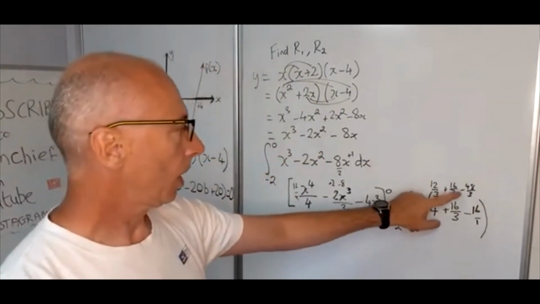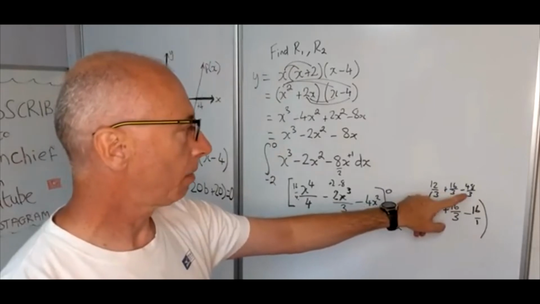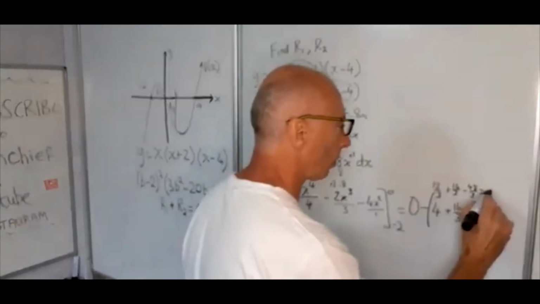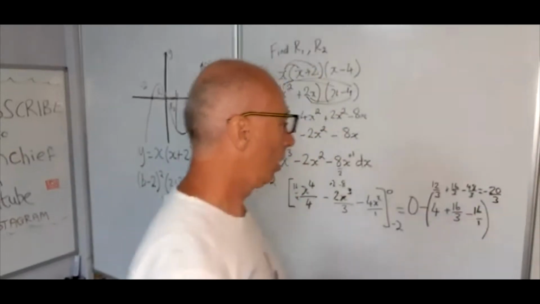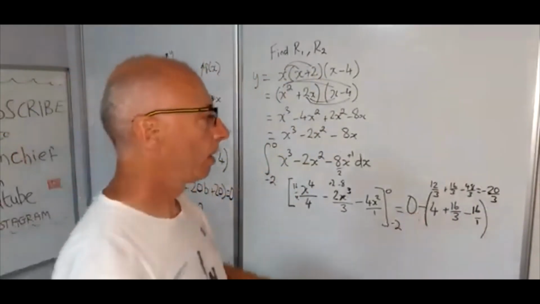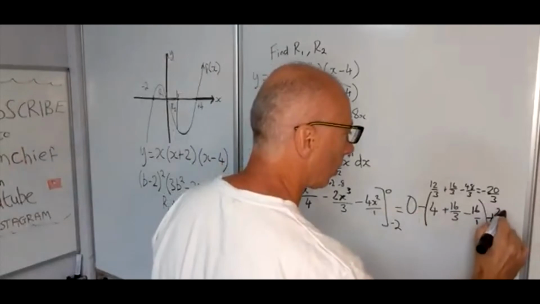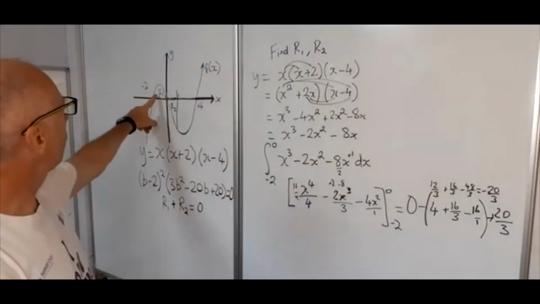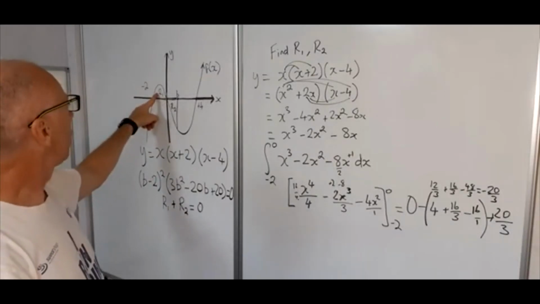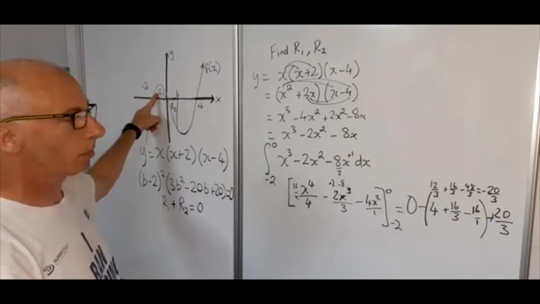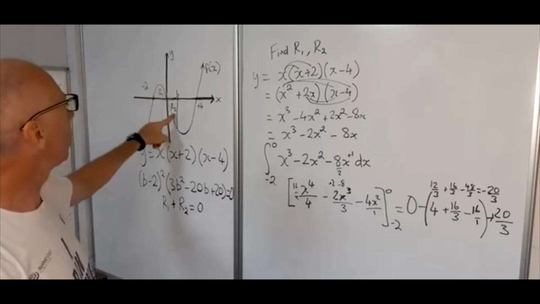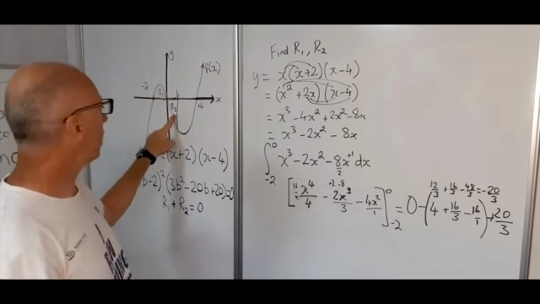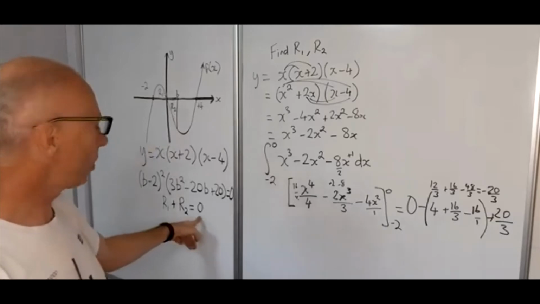So 12 plus 16 is 28. Minus 48 is minus 20 over 3. So that's minus 20 over 3. Well, we've got a minus sign here, so we've got positive 20 over 3. And that is confirmed because this point here is going to be positive because it's above the x-axis. This point here is going to be negative because it's below the x-axis. So hence our R1 plus R2 equals 0.